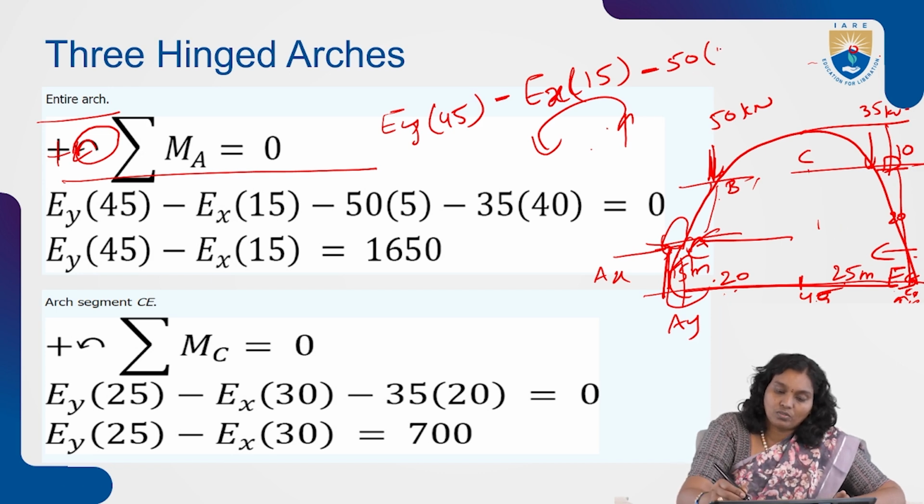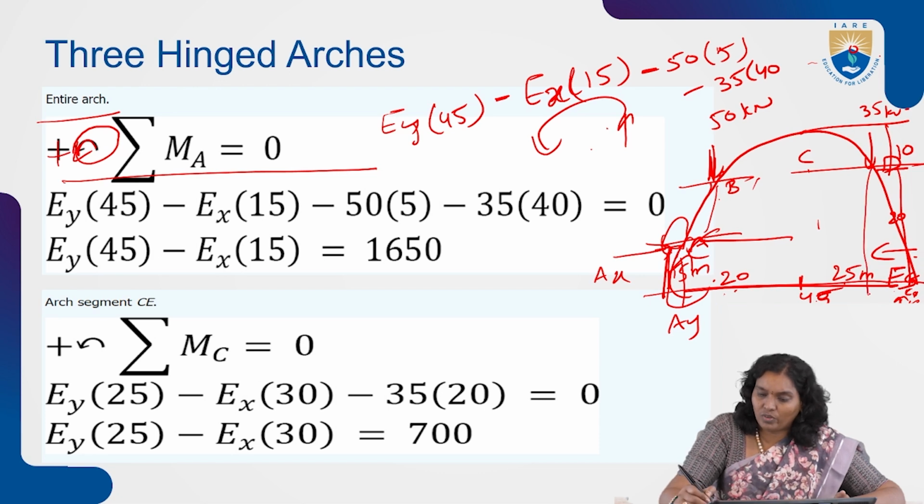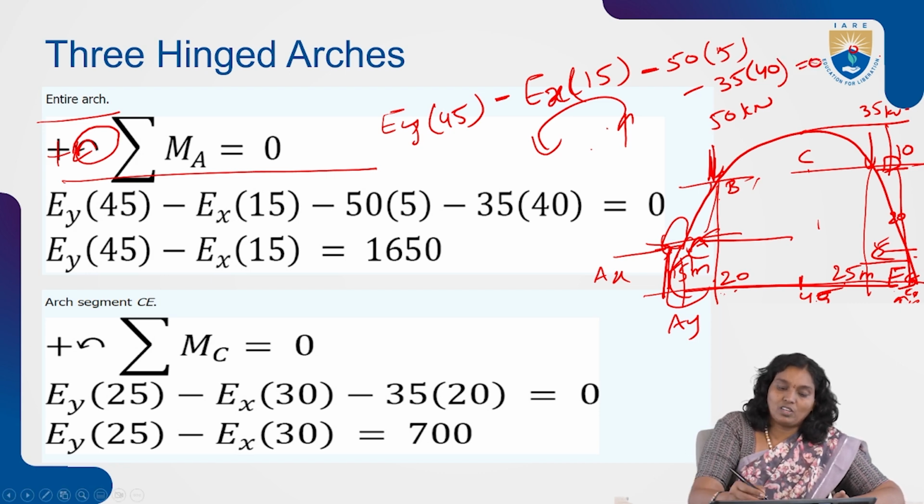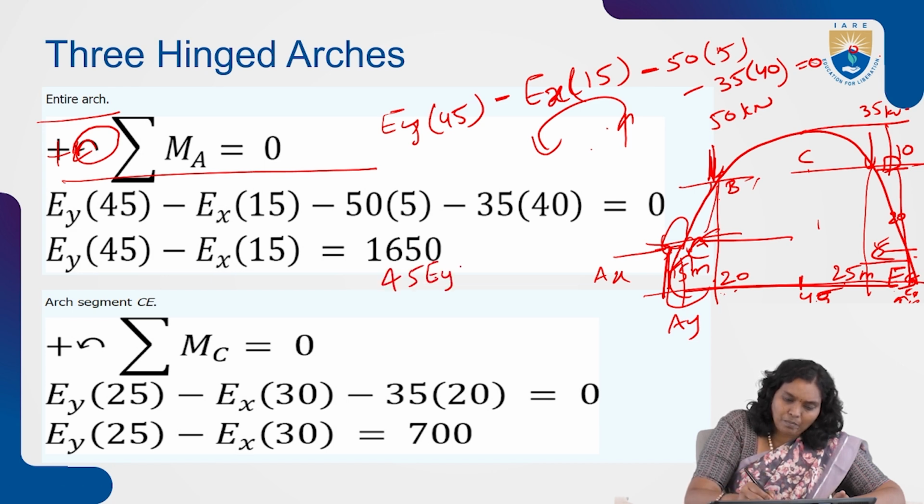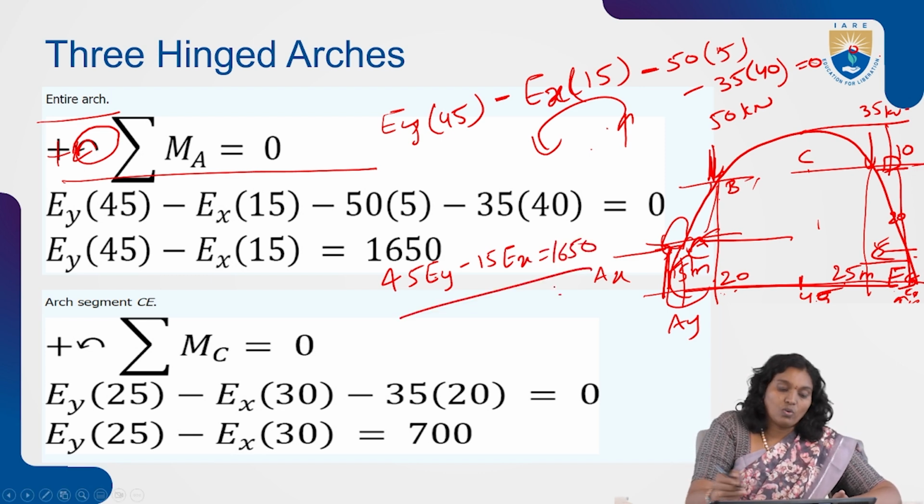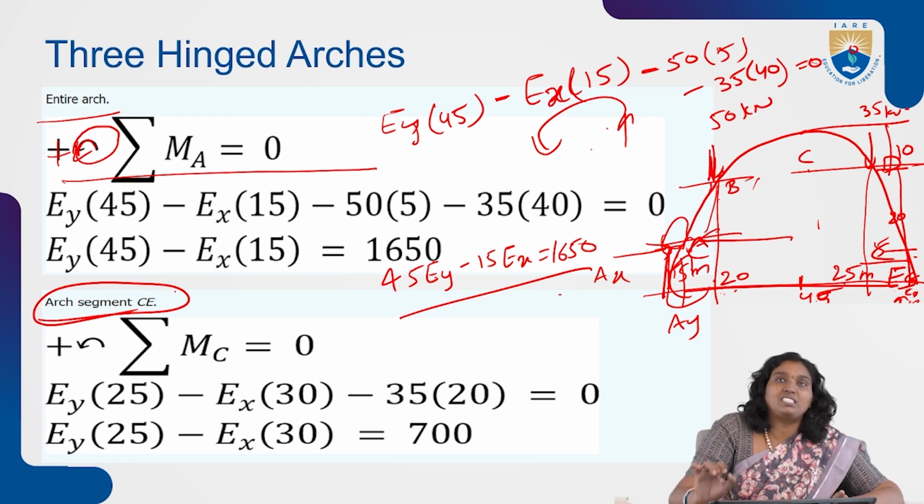From here to here that is equal to 5. So 50 into 5 minus 35 into 40. This is 5 meters in this problem. So 35 into 40, that is equal to 0 as per the equation. So finally what do we get? 45 EY minus 15 EX is equal to 1650 after calculations.